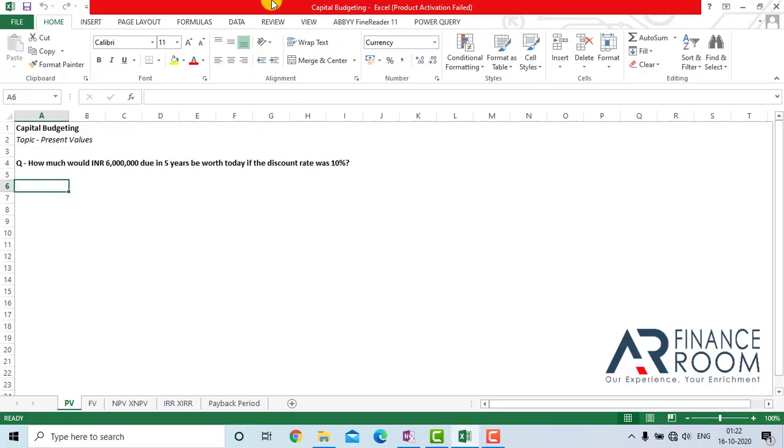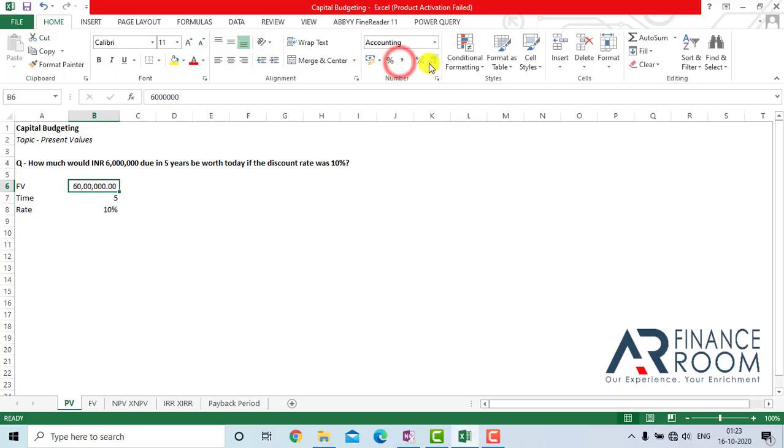The question is, how much would INR 6 million due in 5 years, so this 6 million you will receive in 5 years, be worth today if the discount rate was 10%? So let's write down the parameters that we have. We have the future value as 6 million. Time, we have 5 years, and the rate, the discount rate, we have 10%. All right. So for the formula, I need these three components.